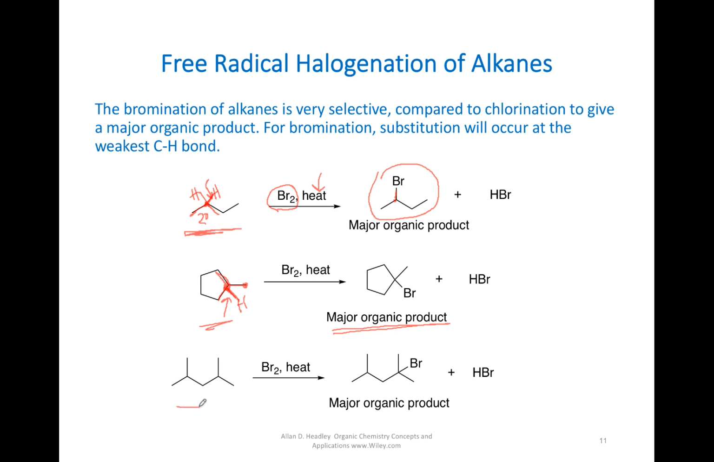Let's look at this molecule. As you can imagine, here is a tertiary carbon and here is a secondary carbon. So a free radical substitution reaction will give this as our major product here. Major product. So you should be able to predict the major product using bromination.